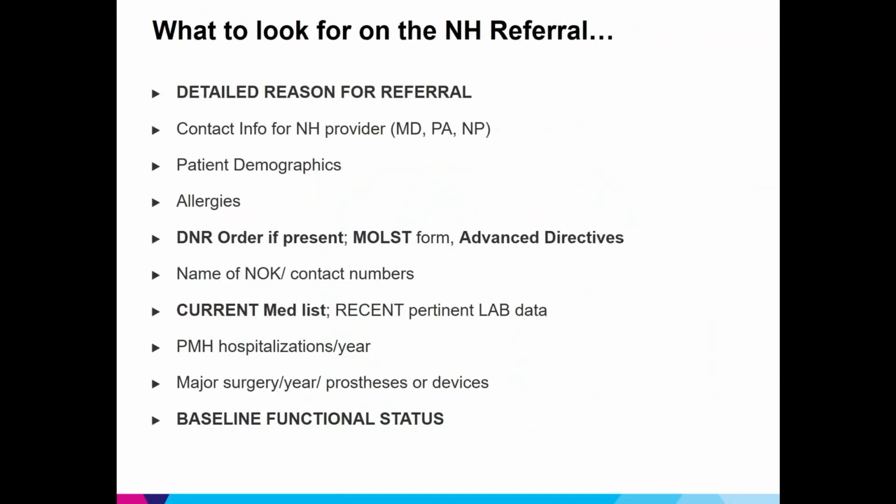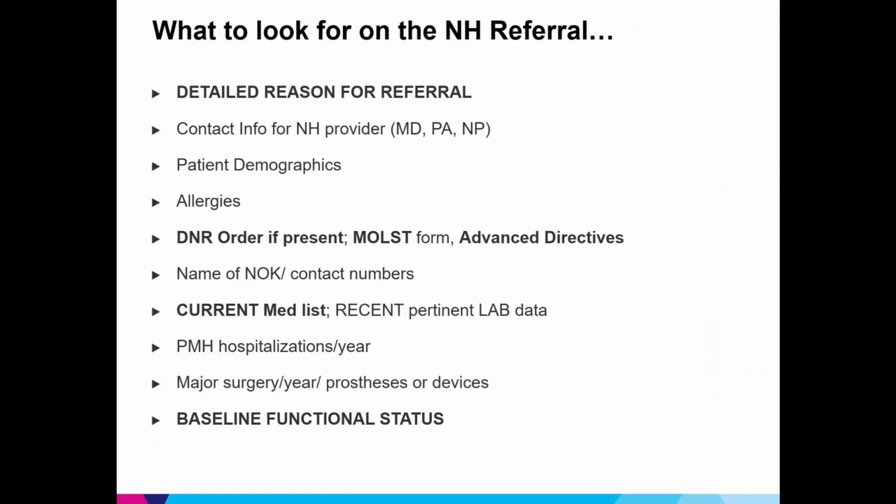When a patient arrives to the ED from a post-acute skilled nursing facility, it's important to look at what is on that nursing home referral. There's a lot of information shared by the providers that can help guide their clinical care and outcomes. So, what was the detailed reason for the referral for the emergency care evaluation? Was there a contact person, a nursing home provider, a physician, a PA, or nurse practitioner?